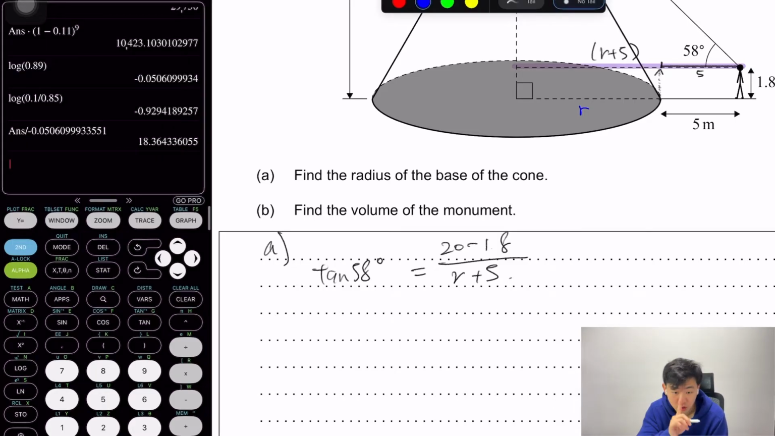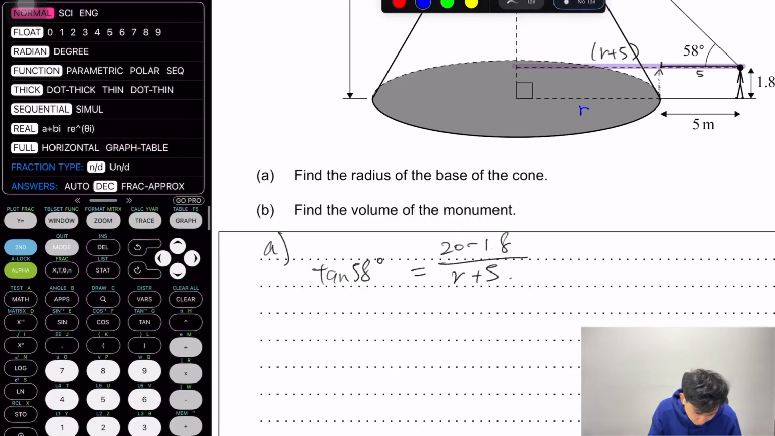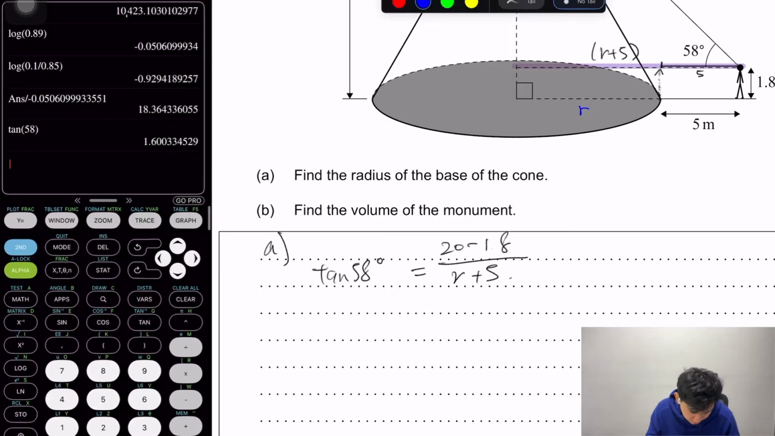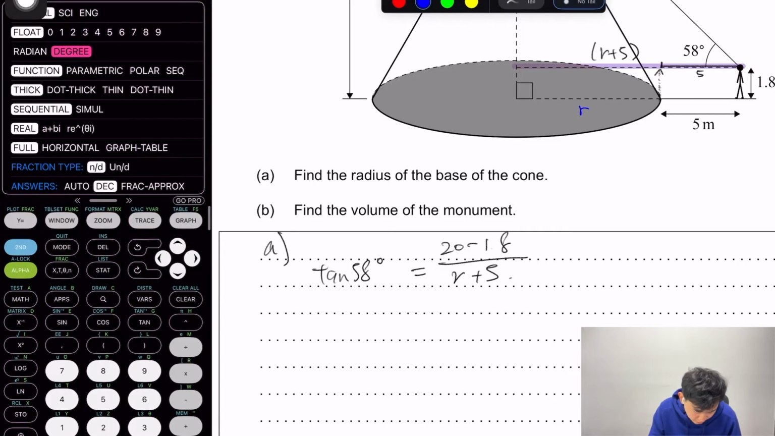Be careful when you're using your calculator. Make sure you switch to degree mode first. Okay, so now we press tangent 58 degrees. That's going to give us a pretty nice number there, because we're in degree mode, as you can see.